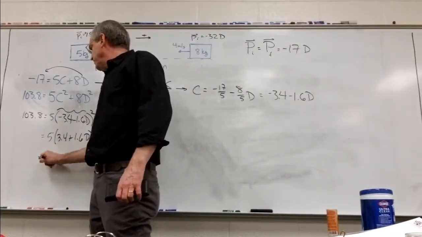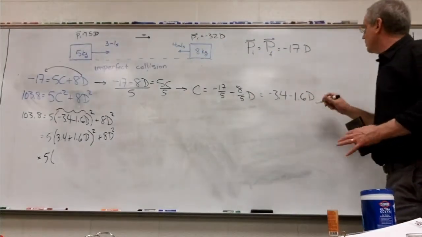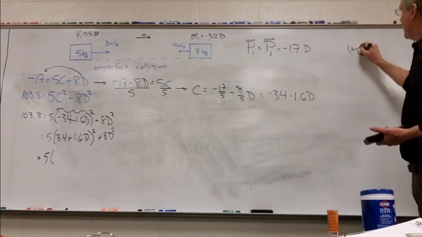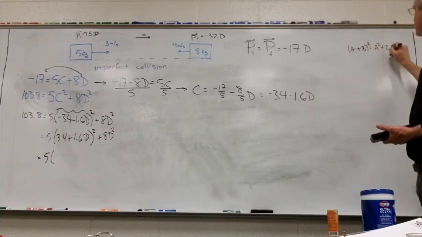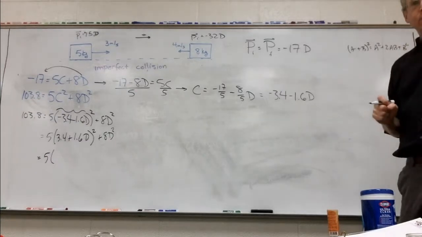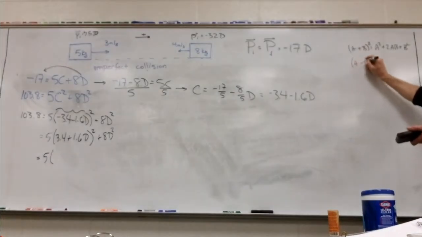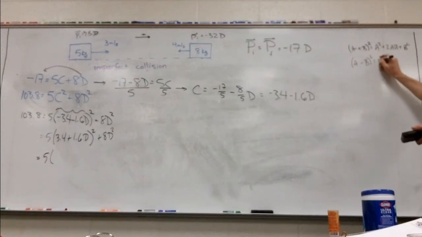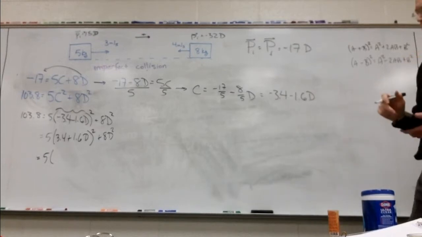So this is 5 times, let's see, a side note over here. When I'm squaring a binomial, (a plus b) squared is a squared plus 2ab plus b squared. If you've forgotten that, check your algebra notes or your algebra textbook, or go online, it's going to be in many places. (a minus b) squared is a squared minus 2ab plus b squared. That's a plus sign there. So this is what I'm doing over here.